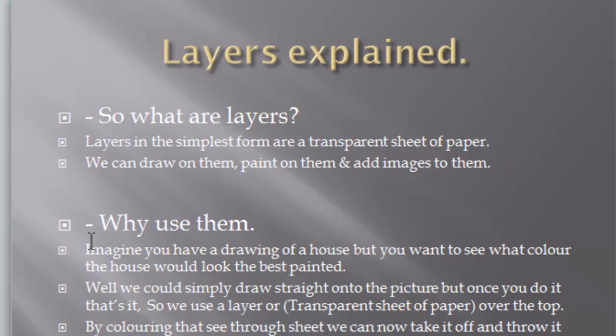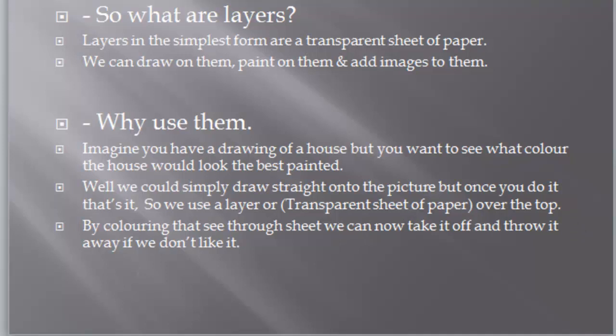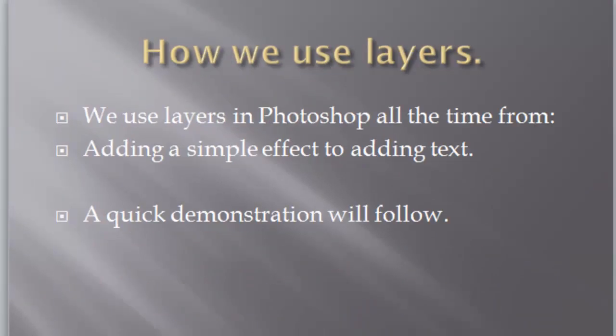Well, that's all good, but why do we use them? Imagine you have a drawing of a house, but you want to see what color the house would look best painted. We could simply draw straight onto the picture, but once you do it, that's it. You just have to throw it away if you don't like the color. So we use a layer, or a transparent sheet of paper, over the top. By coloring that see-through sheet of paper, we can take it off and throw it away if we don't like the color.